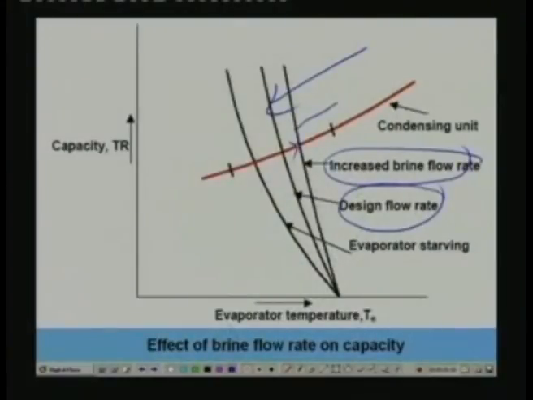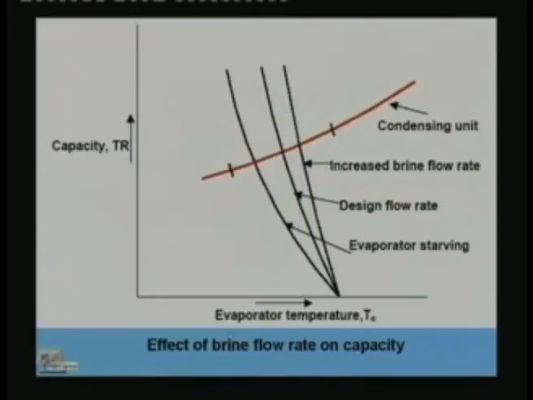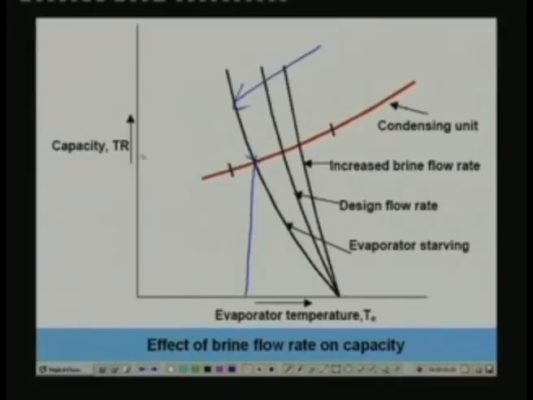So when you have increased the capacity, you can find that this is the balanced design point capacity, and at increased brine flow rate, this is the capacity. But along with the capacity, the temperature also increased. If this is the design temperature, since the brine flow rate has increased, the balanced evaporator temperature also increased. You can also see the opposing effect, for example, when you are reducing the brine flow rate. This is the curve for reduced brine flow rate.